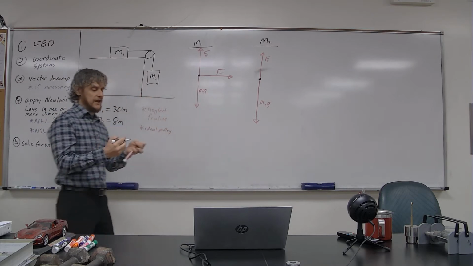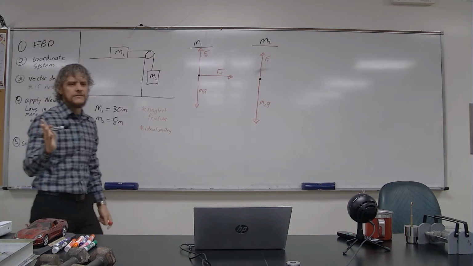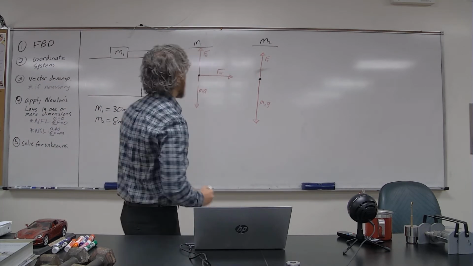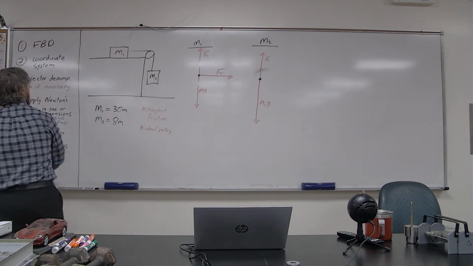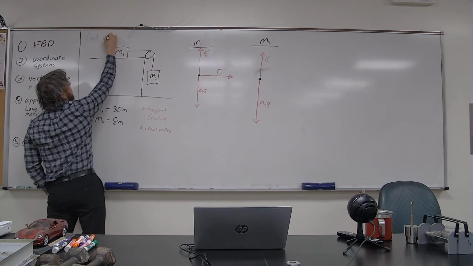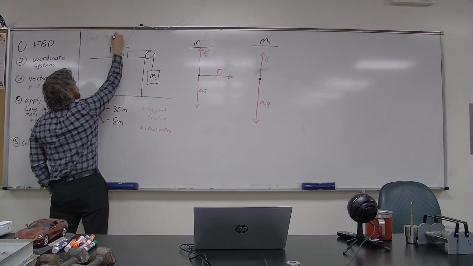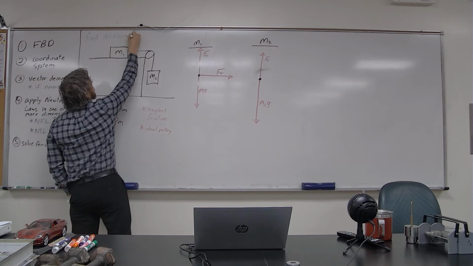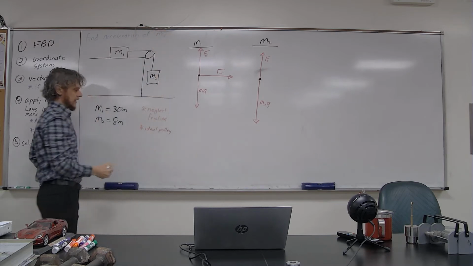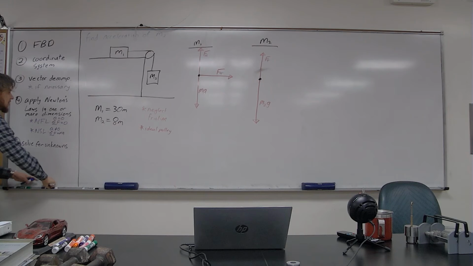All right, now I can apply Newton's laws. What are we trying to find here? We're trying to find the acceleration of the descending block. So let me actually write that up here. We are asked to find the acceleration of M2, which will be going down. All right, step 1's done.